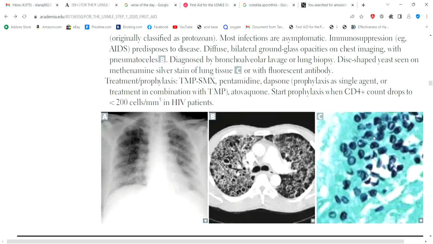And then in figure A, the infection spreads in an ascending pattern along the path of draining lymphatics. Ascending means it goes from the bottom to the top. Okay. Figure B, diffuse interstitial pneumonia that looks like ground glass or broken glass. Figure C, bronchoalveolar lavage stained with methenamine silver to identify PCP that will look like a disc-shaped yeast.